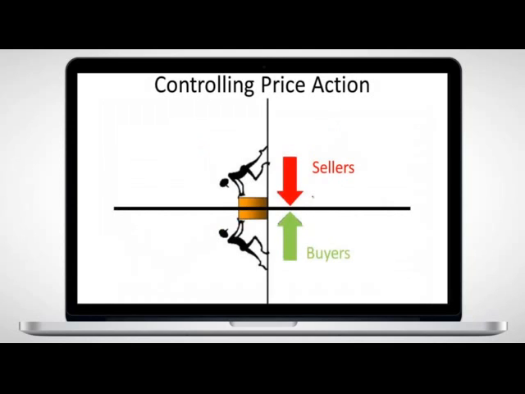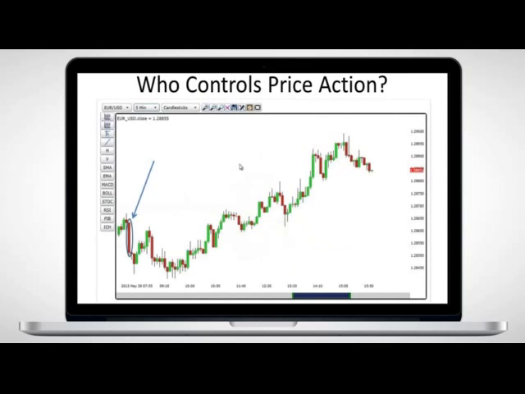And this is where we talk about controlling the price action. Whoever's controlling the price action is going to determine the momentum of your asset. And the momentum is exactly where we're trying to get. If buyers are dominating the price action, our asset is going to go higher. And if sellers are dominating the price action, our asset is going to go lower. So let's see how that applies to our charts now.